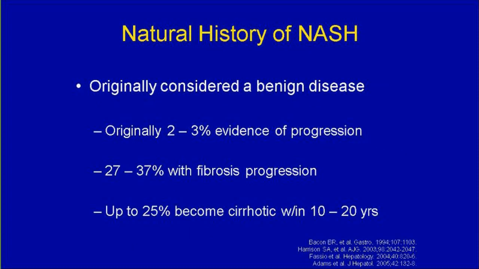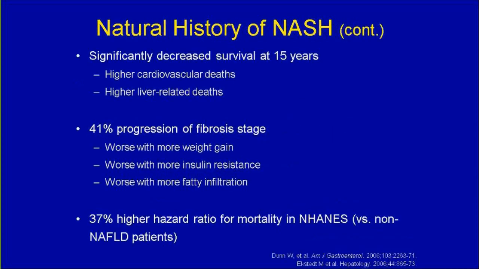Now, then you get into the NASH. As I said, this was the bad player. For those of us old enough to remember practicing back before this was really well described, we did not separate simple fatty liver from NASH. We patted them all on the back and said, go lose some weight and get out of here and don't drink. But Bruce Bacon coined this really in 1994 and started to show that this actually does have significant fibrosis progression. And again, up to a quarter of these patients will go on to cirrhosis. And this is where this disease really took off.